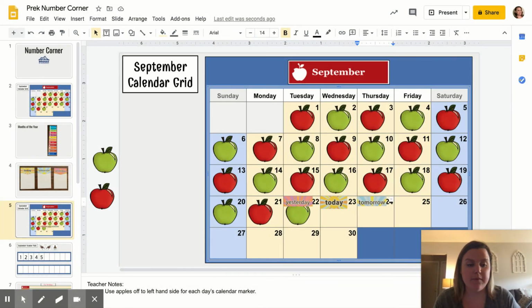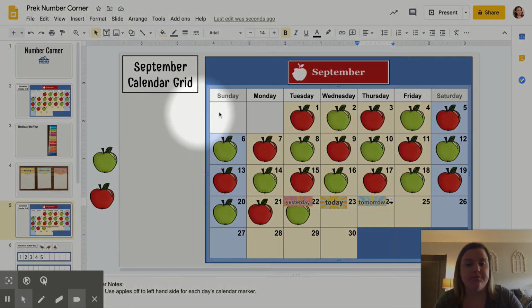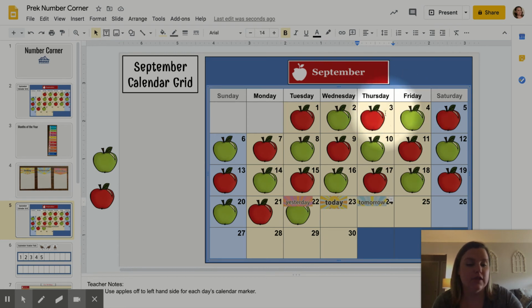Do we remember what type of pattern it's called? It's an A, B pattern, remember. Oh, let's get our flashlight. A, B, A, B. Red, green, okay? Let's do the whole pattern so we can figure out what color apple needs to go today. Ready? Red, green, red, green.